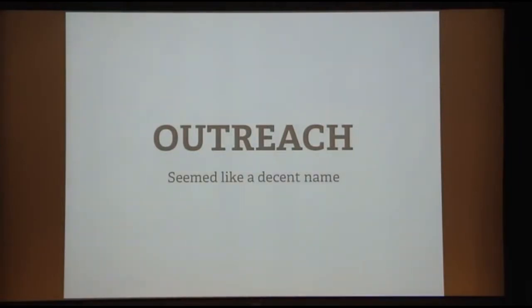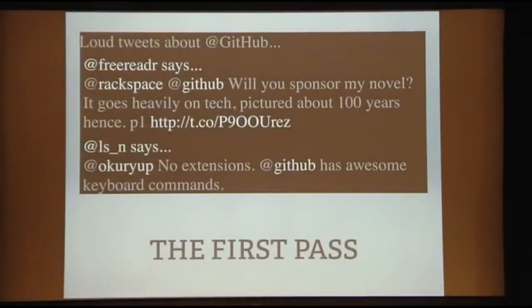The first iteration was a simple Ember application with an array and a controller, and it sort of looked like this. So you could go and see that free reader says, will you sponsor my novel? And you don't know how many Twitter followers they have. It wasn't as good, but it was roughly the same amount of code that Brian had written.